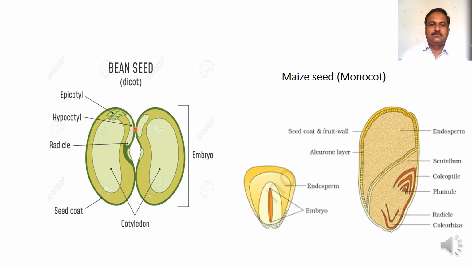This is the structure of a typical dicot seed. A seed consists of a seed coat. The outer thick seed coat is called testa, and the inner thin one is called tegmen. This is the radicle, which later, after seed germination, gives rise to the root system. This one is the hypocotyl and epicotyl. Then these are the two cotyledons that store a large amount of food material inside. This reserve food material is utilized during the germination of the seed.